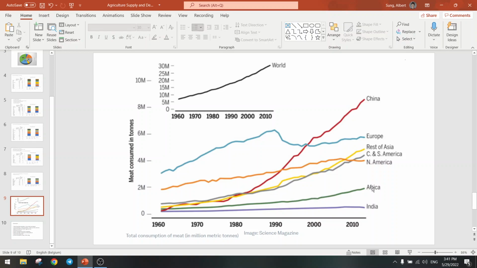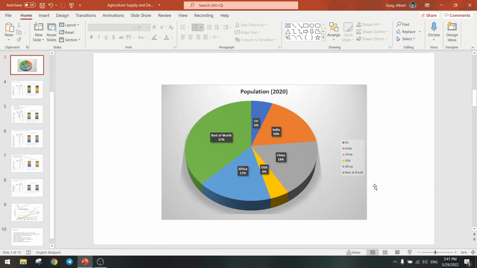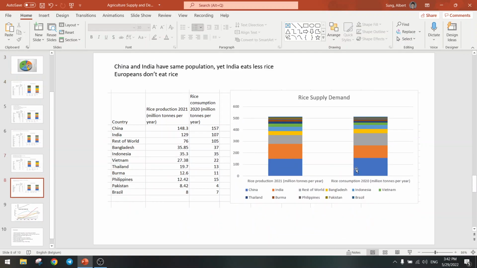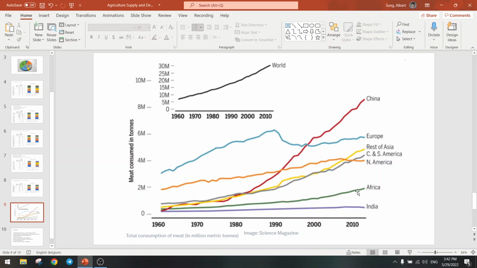Also important, Africa, which has the same population as India and China, should also have an increased meat consumption to at least should go at least to 6 to 10 million in the coming years. That's what I would expect, and it is rising.